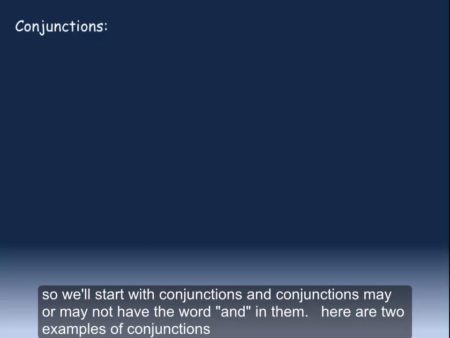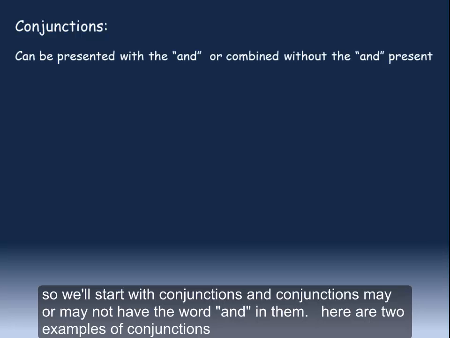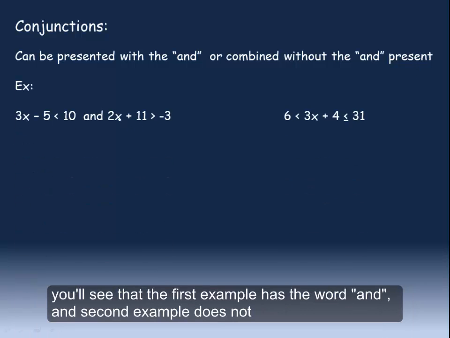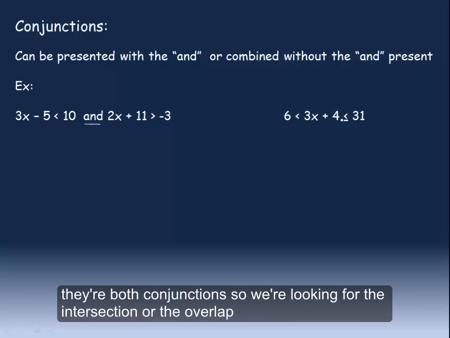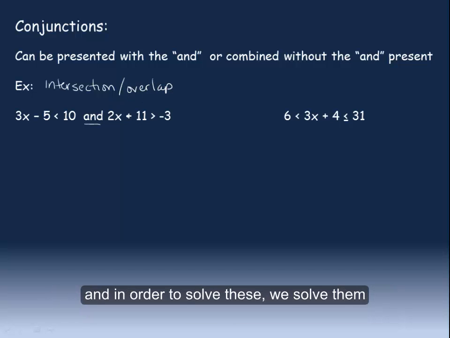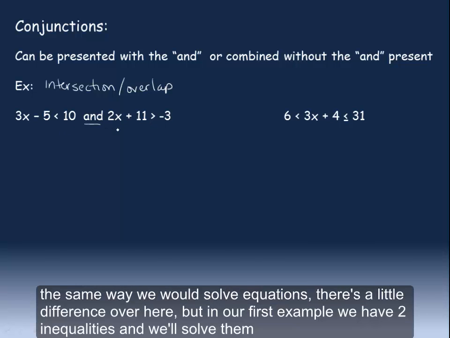So we'll start with conjunctions, and conjunctions may or may not have the word "and" in them. Here are two examples of conjunctions. You'll see that the first example has the word "and" and the second example does not. They're both conjunctions, so we're looking for the intersection or the overlap. And in order to solve these, we solve them the same way we would solve equations.